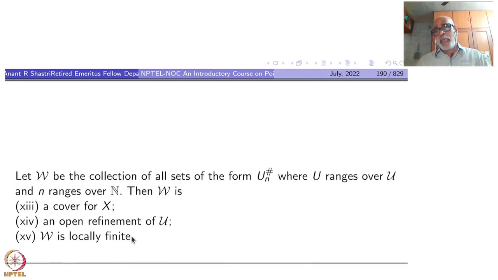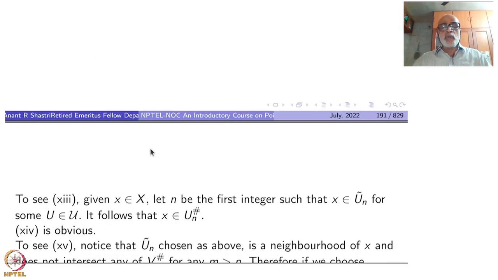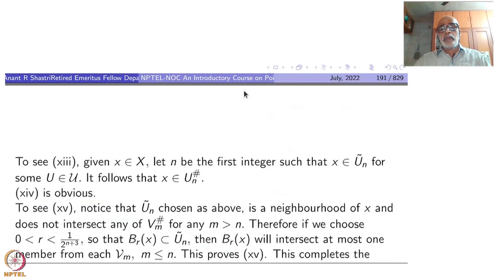There is no sigma locally finiteness here. This W is actually locally finite. So we have to prove this: 13, 14 and 15. So how do you prove 13? 13 is that W covers the whole thing. Given any X, again, let n be the first integer such that X belongs to U n twiddle for some U.